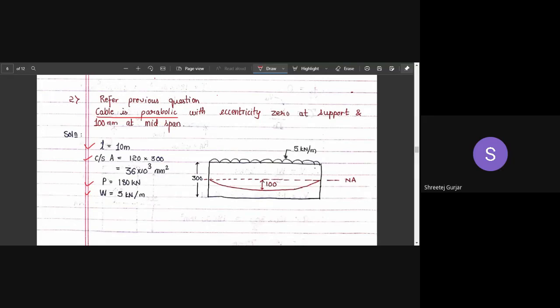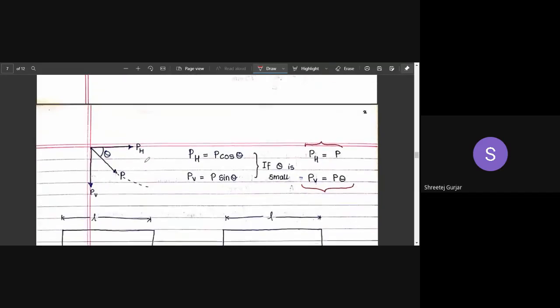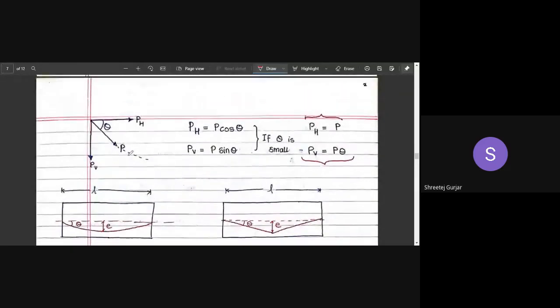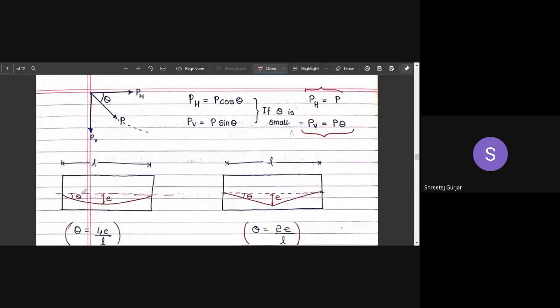Now, similarly, we will calculate your V. We need to calculate V. But here we have some extra steps that we have to do, because we have this particular tendon which is inclined. We have an inclined tendon, and so we have to calculate a few extra things over here.